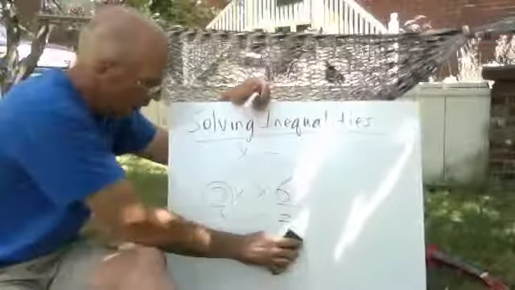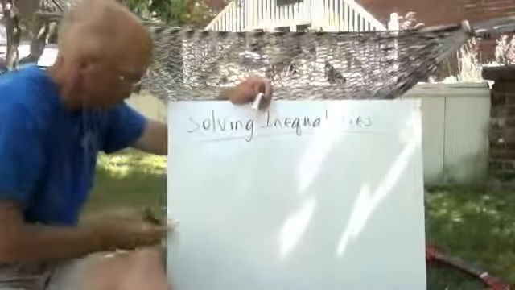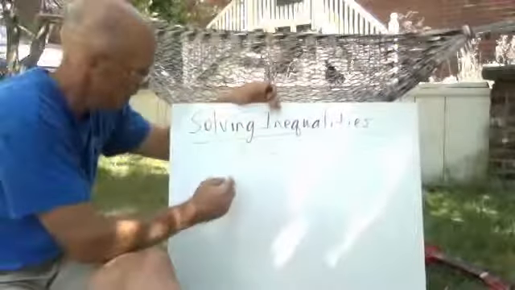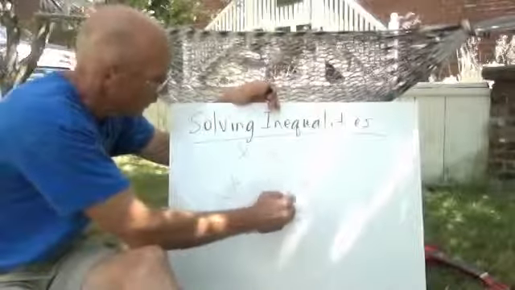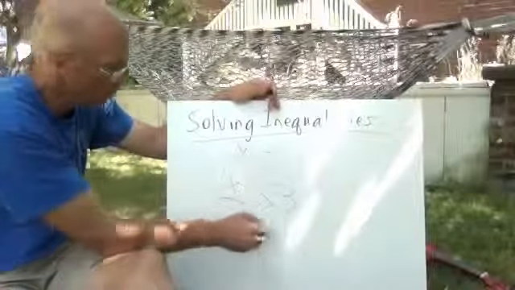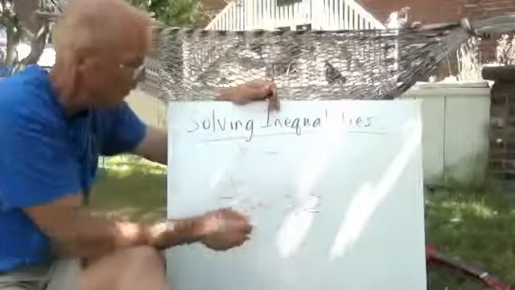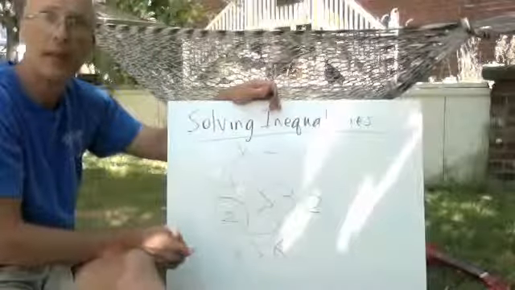If I had x over 2 is greater than 3, again I undo the division sign by multiplying, and I get x is greater than 6.